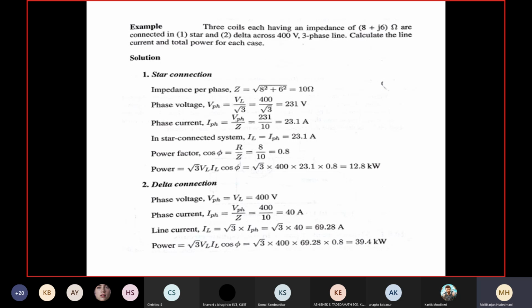When it comes to distribution, you require single phase and 3 phase, so you require a 4 wire system. Star we have to use. Therefore, I can say delta has a bulk power handling ability 3 times larger than that of star. You can see here 12.8 kilowatt into 3 comes to 39.4. Therefore, a delta network is used to transfer the bulk power and a star network is used to distribute the power.